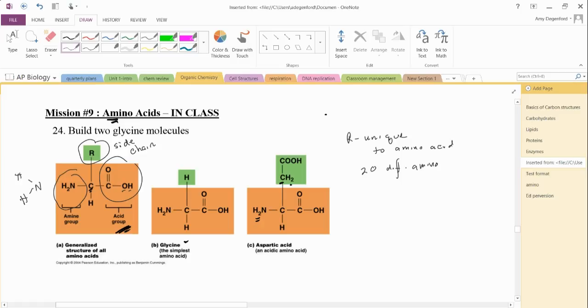Now, they found close to 500, but really it's the 20 that are encoded through the genetic code that we're going to be looking at. So there are 20 of these different side chains. And so notice glycine here has a hydrogen, aspartic acid has this carbon and the COOH. Now that is the carboxylic acid, carboxyl group. And so you can see a lot of these different functional groups around.